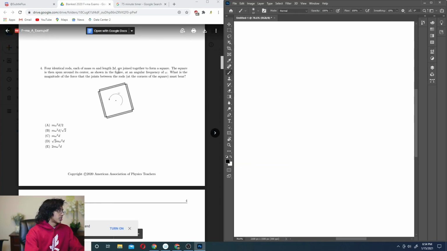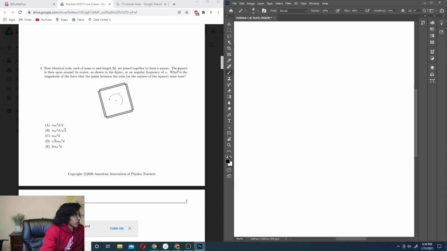4 identical rods, each of mass m and length 2d, are joined together to form a square. It is then spun around its center, as shown in the figure, at an angular frequency of w. What is the magnitude of the force that the joints between the rods must bear? So I'm assuming there's some tension, right? Wait, how does this work?